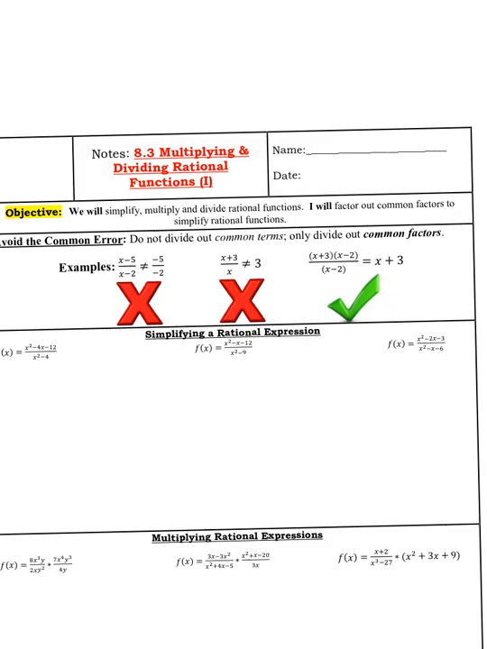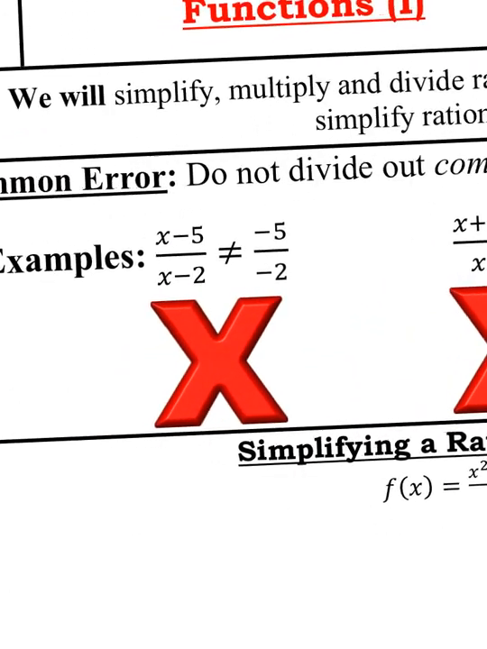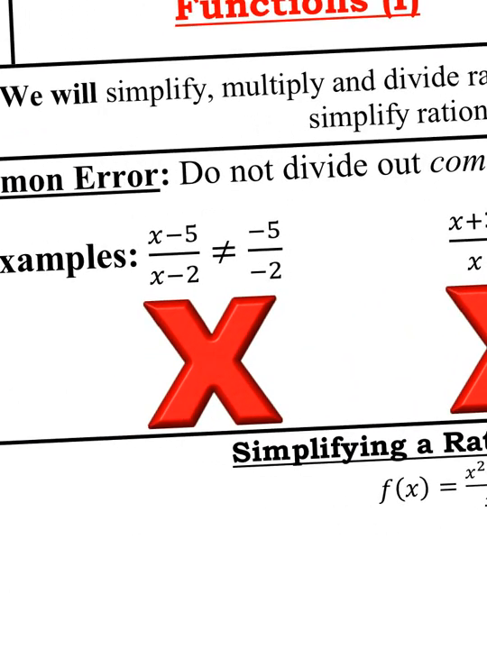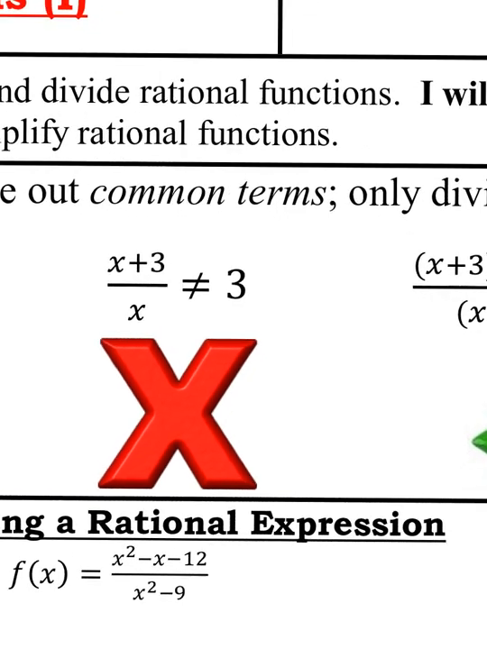Before we get started, I want to point out a common error to avoid: don't cancel out things just because you see common terms. See this example of x minus 5 over x minus 2, the x's wouldn't cancel out. Pretend that this is saying x minus 5 and x minus 2. They're one statement. It's an expression over a different expression. So unless they're the exact same, they wouldn't cancel out. Same thing for here. The x's wouldn't cancel out.